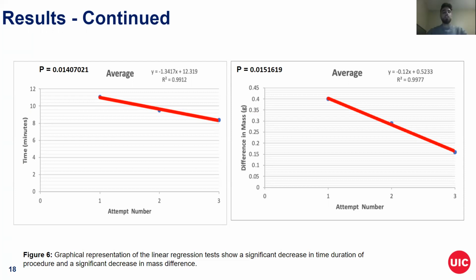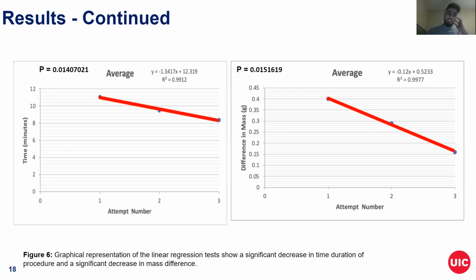The second graph on the right shows how the difference between the actual mass of the tumor and the mass removed during each session decreased. This means that the mass removal accuracy has improved after each training session. As you can see from the equation of the line above the graph, the slope was calculated to be negative 0.12, which means that the difference in mass decreased by 0.12 grams after each training session.